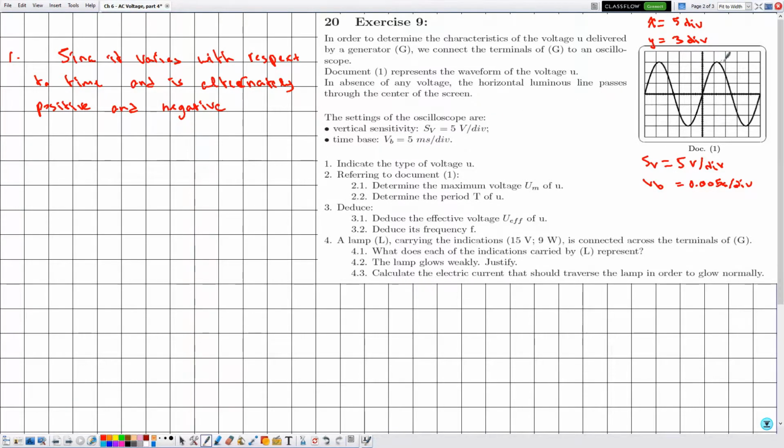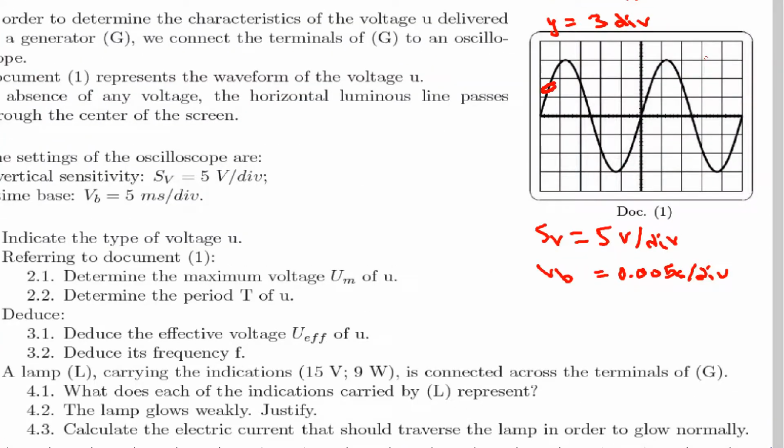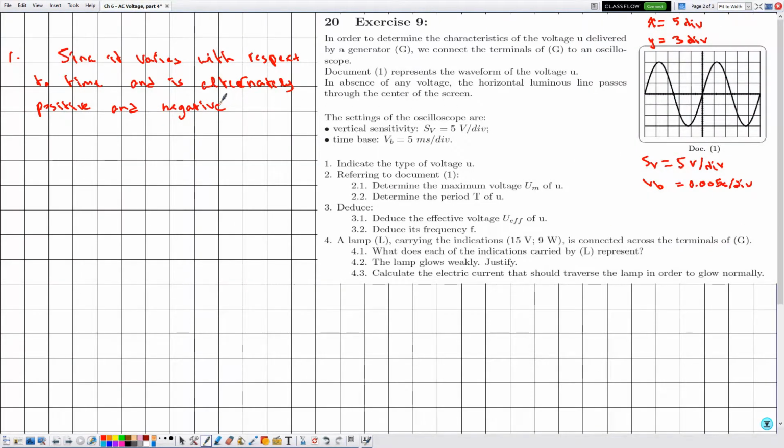So why is it alternately positive and negative? Because part of the curve is above the x-axis, which means it is positive. Part of the curve is below the x-axis, which means it is negative. Okay, so this is positive and this is negative. And the shape of the curve, this shape, is known as sinusoidal.